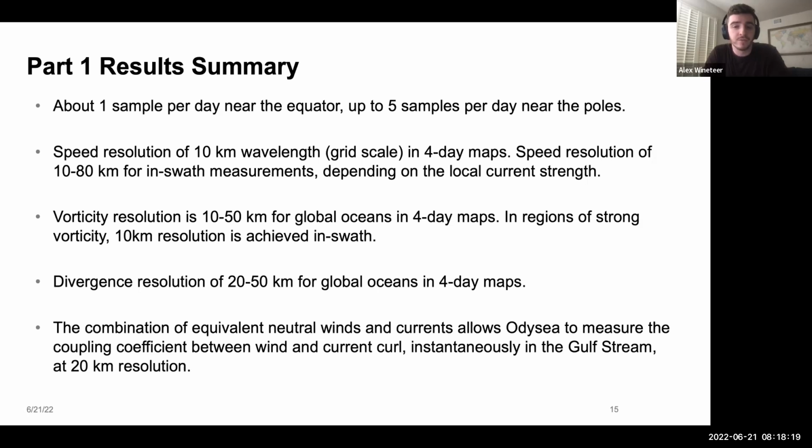The combination of equivalent neutral winds and currents allows Odysea to measure the coupling coefficient between wind and current curl instantaneously in the Gulf Stream at about 20 kilometers resolution. Now, that's not to say we can't do better than that. We can actually use lots of measurements, lots of passes over the Gulf Stream, to get at that coupling at a higher resolution.